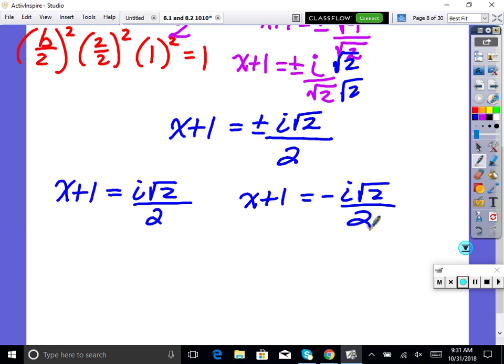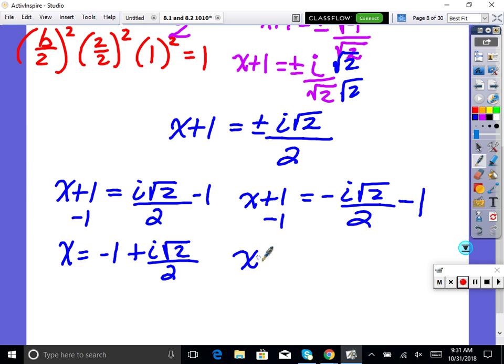So then I'll just subtract 1. Subtract 1. This is an a plus bi number, so we got to write the a part first. So that'd be negative 1 plus i root 2 over 2, and x is equal to negative 1 minus i root 2 over 2. There's our two solutions.